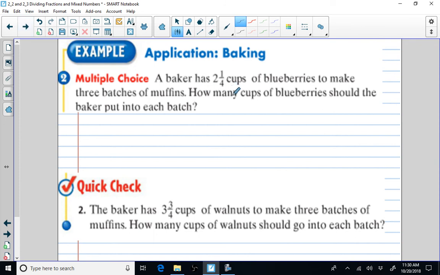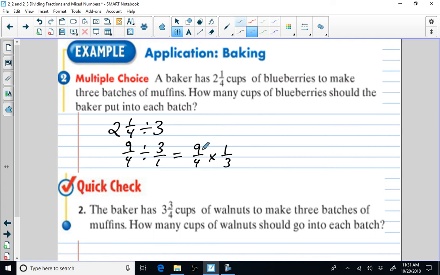A baker has 2 1/4 cups of blueberries to make 3 batches of muffins. How many cups of blueberries should the baker put into each batch? Okay, well, we have a total of 2 1/4 cups, but we have to split that among the 3 batches. So that would be 2 1/4 divided by 3. I want to write each of those as fractions first. So 4 times 2 is 8 plus 1 is 9. So that's going to be 9 over 4 divided by 3 over 1. Once we have everything written as a fraction, we would multiply by the reciprocal. So this becomes 9 over 4 times 1 over 3.